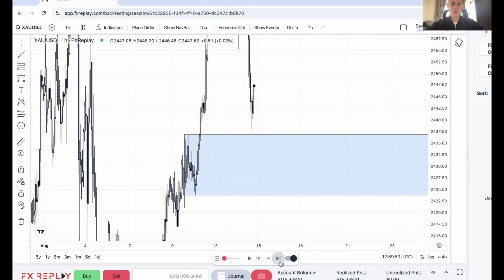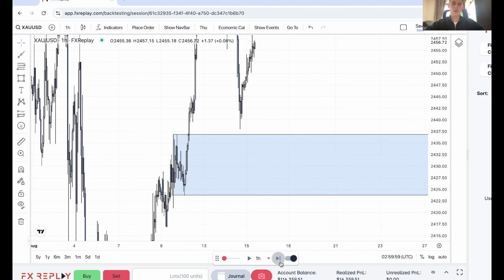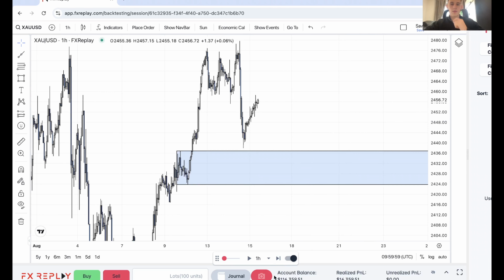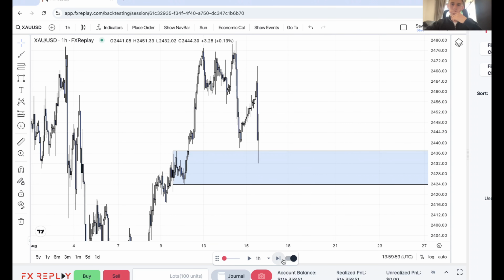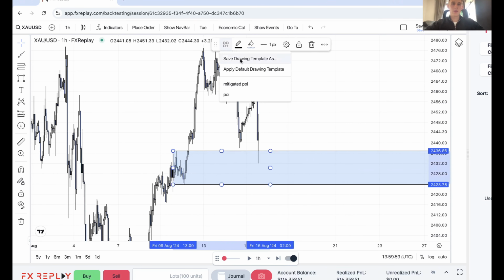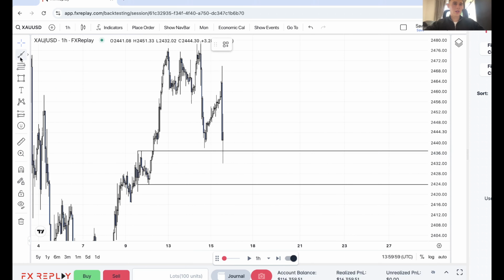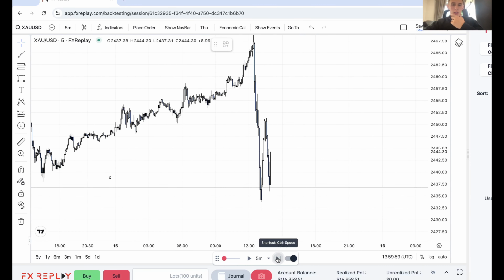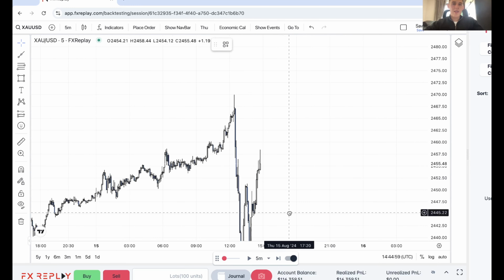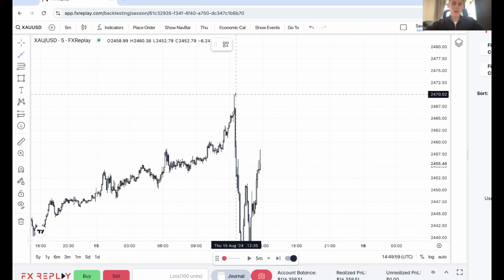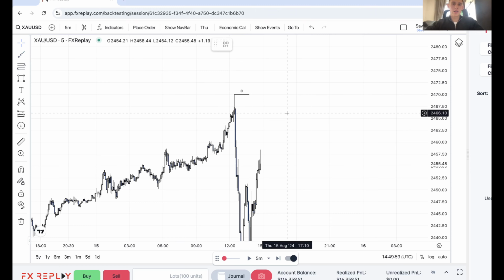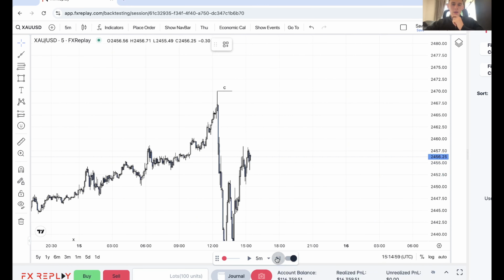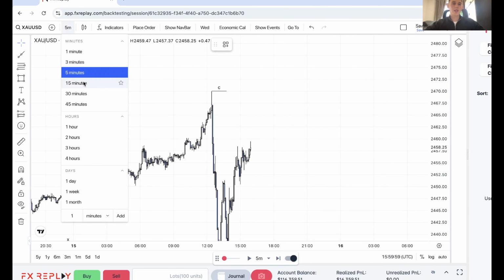Yeah, so let's see. Okay, so this looks good. We had a sweep of this low into the demand. Price has given this quite clear reaction. Once again though, the structure we'd need to see it break is this high in order for a valid trade. So let's just see if that happens.